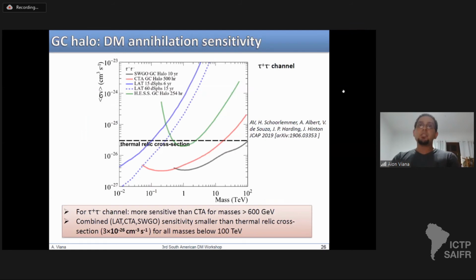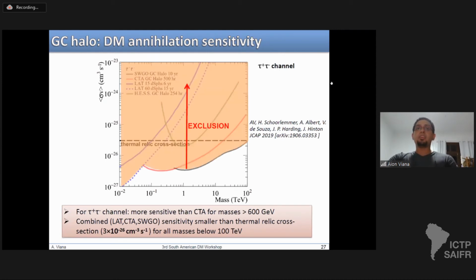And this is the kind of sensitivity that we get with SWGO. In gray, you have SWGO. Here we have the annihilation cross-section as a function of the dark matter particle mass, for the tau-tau channel, and everything above these lines we exclude.